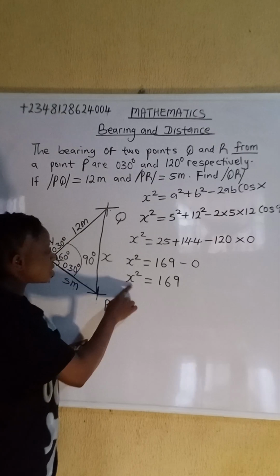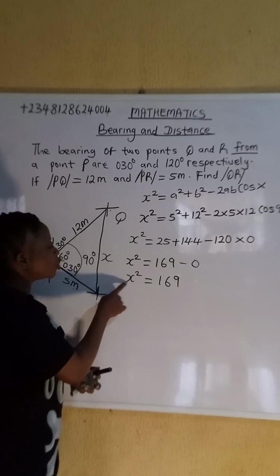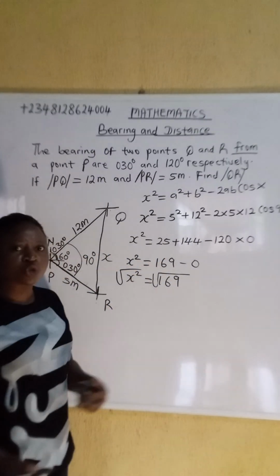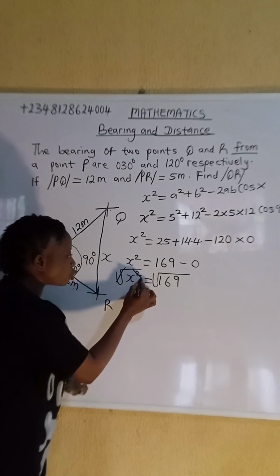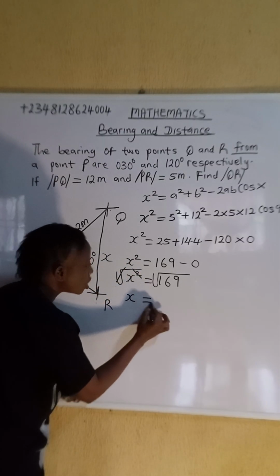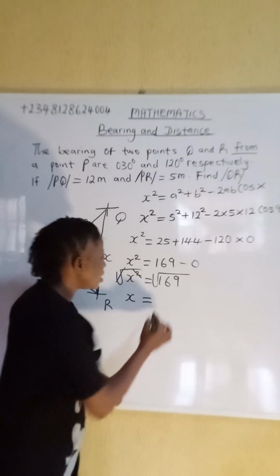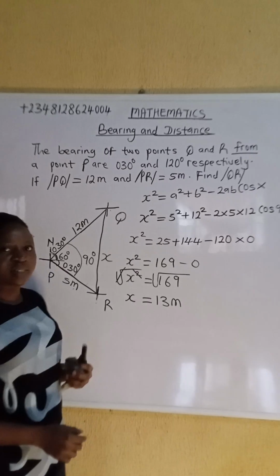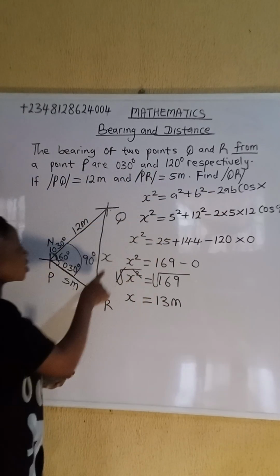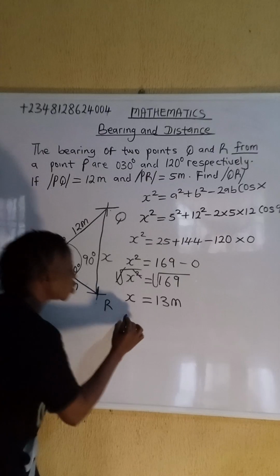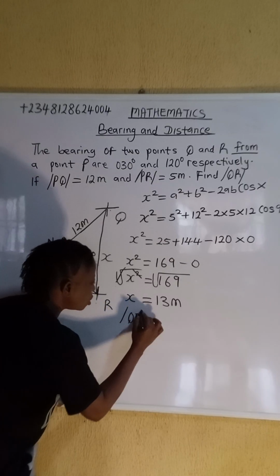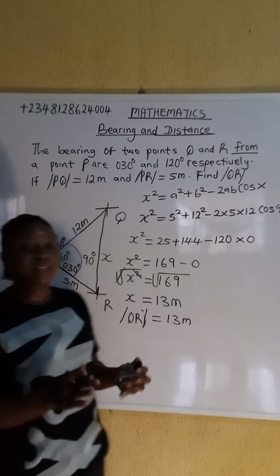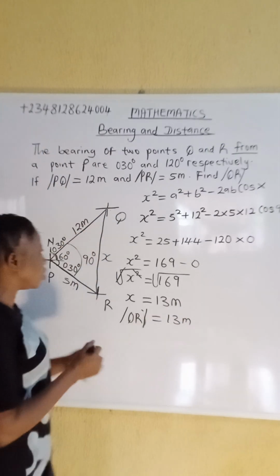So we are looking for x, not x squared. Now what are we going to do to cancel this square? We are going to square root both sides. So this square root will cancel the square, then we are left with x. Then what is the square root of 169? That will be 13. So our answer is 13 meter. That is QR, because QR is the same thing as x. So therefore line QR equals 13 meter.